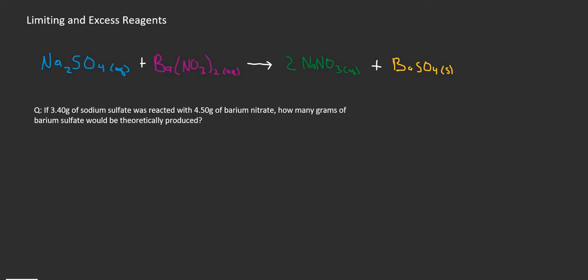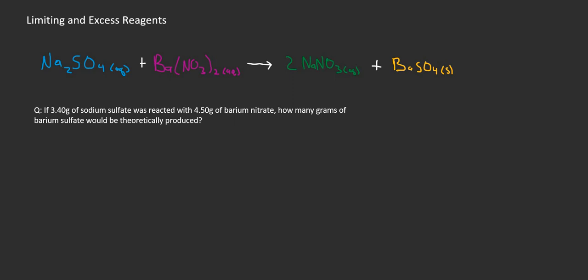Hello, in this video we'll be doing a practice problem involving limiting and excess reactants. So we're given this question: if 3.4 grams of sodium sulfate was reacted with 4.5 grams of barium nitrate, how many grams of barium sulfate would be theoretically produced?